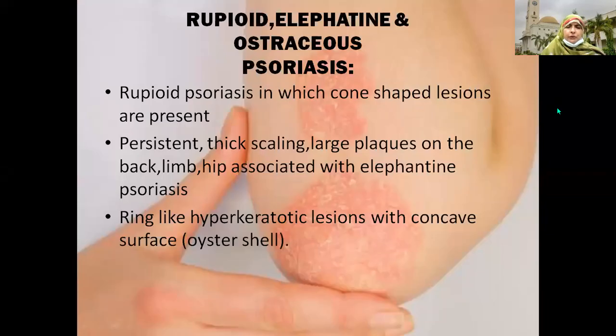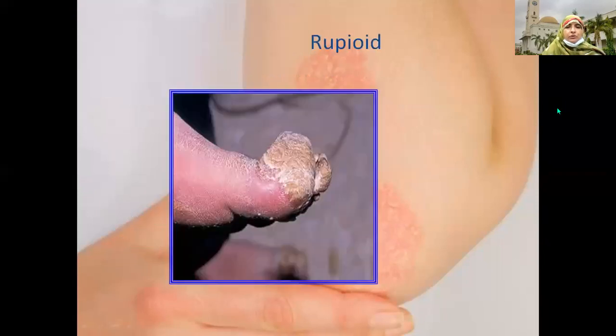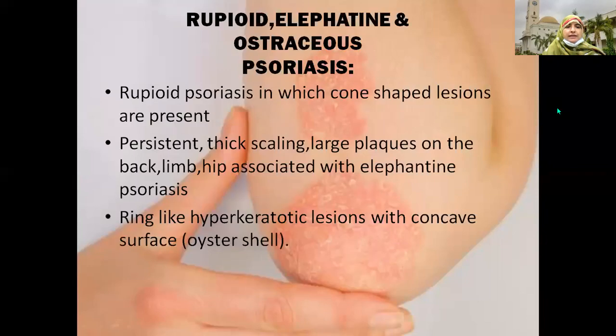Then there are a few very rare types that are rupioid, elephantine, and ostraceous psoriasis. In rupioid, there are cone-shaped lesions. Here you can see cone-shaped lesions, rupioid psoriasis. Then in elephantine psoriasis, there are very thick, large plaques on the back, limbs, and hips. And then there may be oyster shell-like lesions in ostraceous psoriasis.